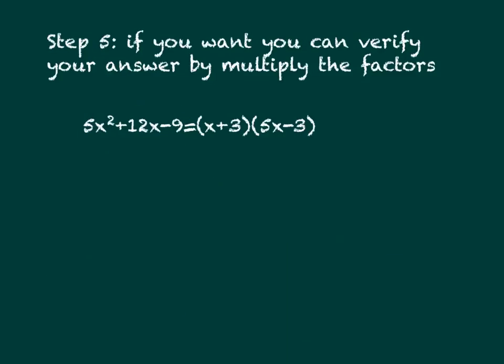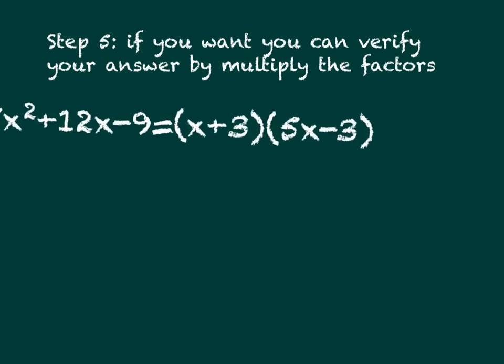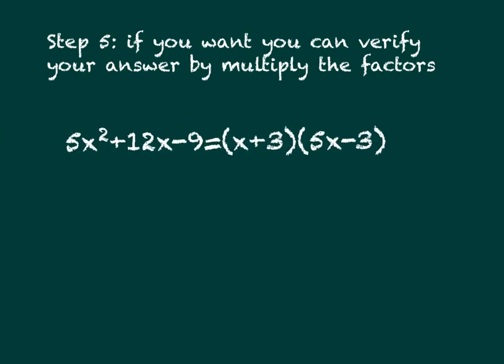Finally, step number 5 is not a mandatory step. You can do it or not, it doesn't matter. It's to verify your answer. So the way we verify our answer every time we're factoring is by multiplying the factors that you have as a result.